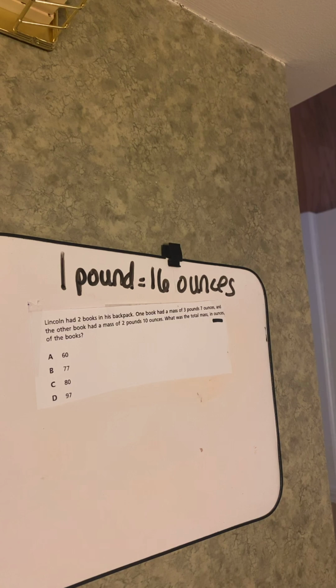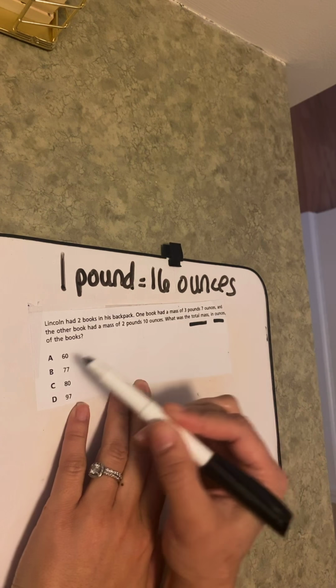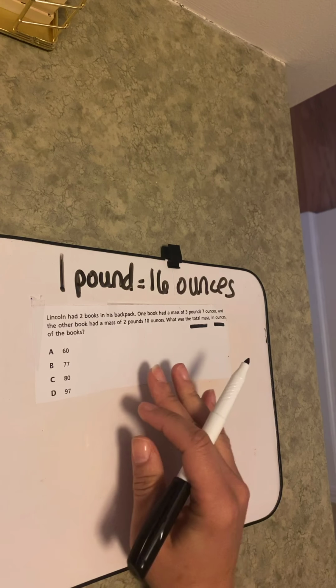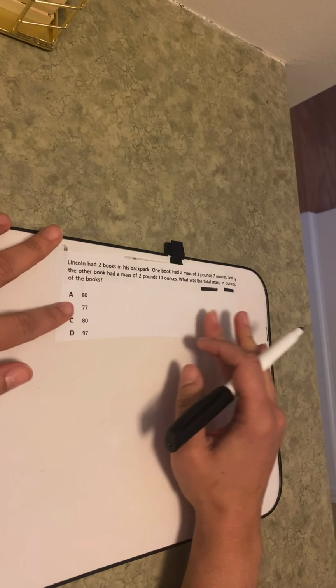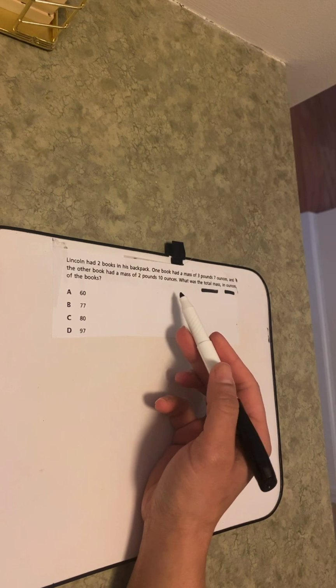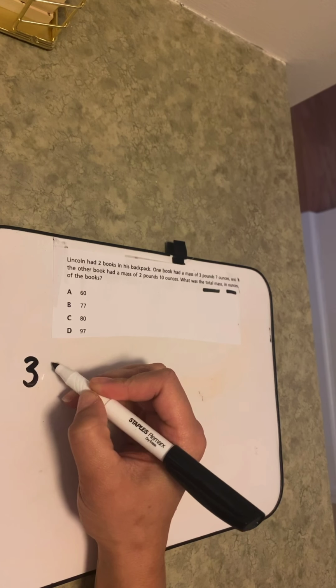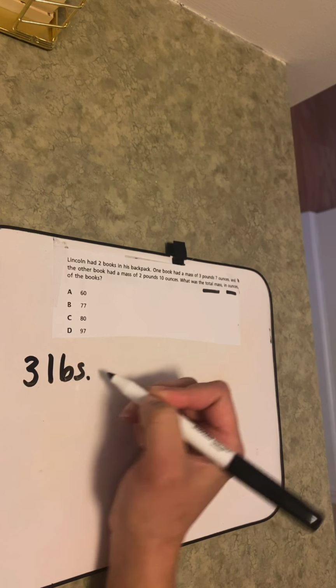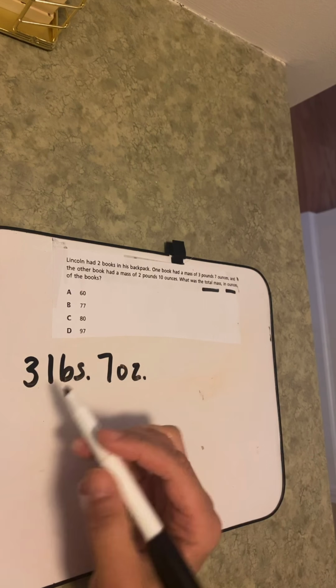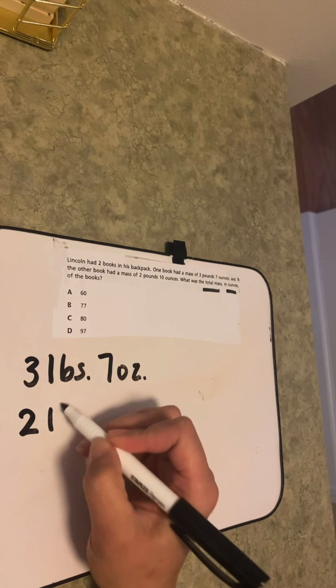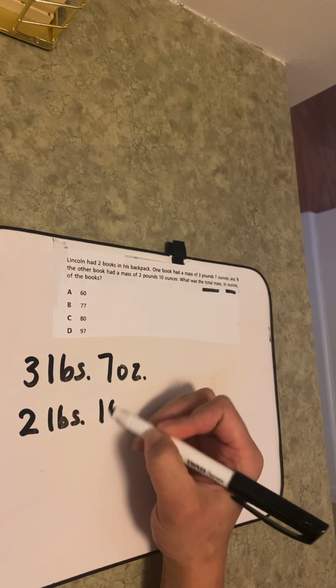So that means I'm going to have to convert whatever I have in pounds into ounces, because they want to know the total mass in ounces of the books. Here we have one of the books, which was 3 pounds, using the abbreviation for pounds, and 7 ounces. And then the other book was 2 pounds and 10 ounces.